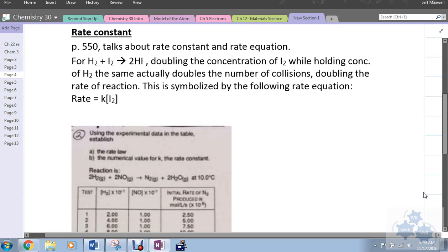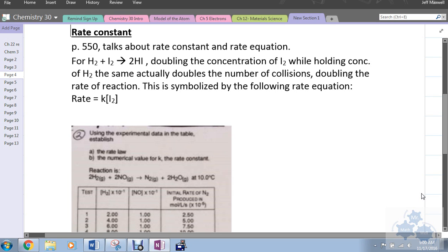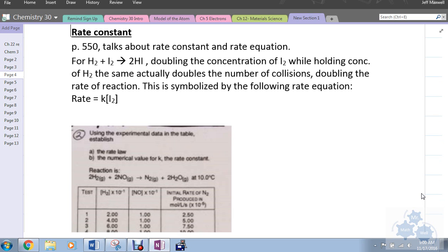But when we talk about rate constant, we're talking about a constant that's related to the rate of reaction. And in your textbook, in the section on concentration on page 549, it brings up this whole idea of quantifying, or putting a number to, a rate. The rate of reaction is tied to how the reactants react and how the products are formed. So we can actually determine some numbers associated with how the reaction is proceeding.